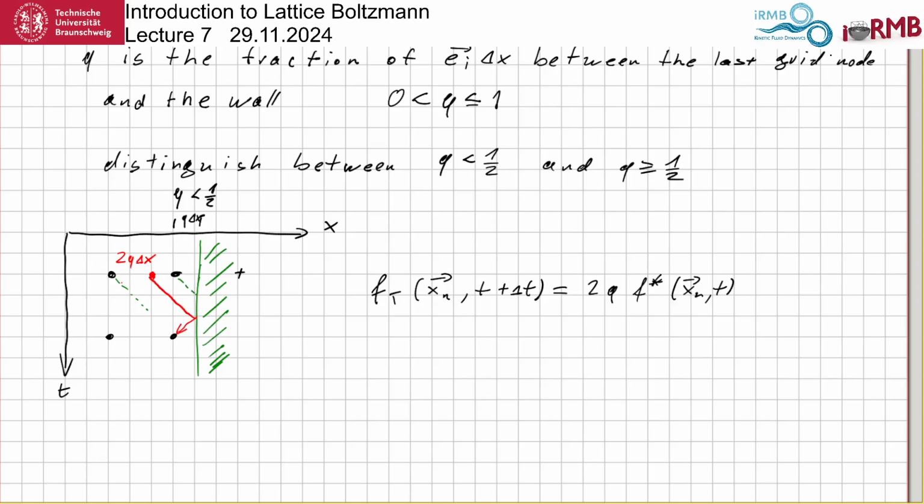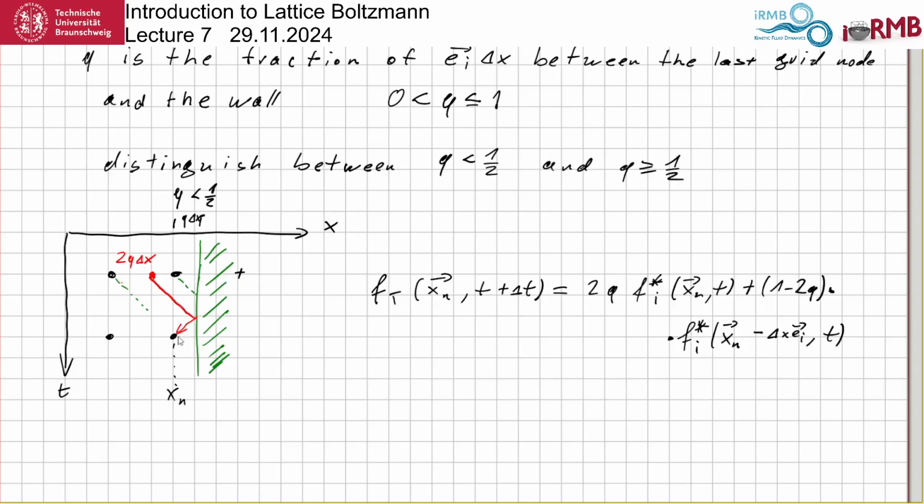This here is x_n, at t. Plus 1 minus 2q times f star, i, at x_n minus delta x e_i, so from the neighbor, at t. Sorry for not fitting this in one line. This is how you can interpolate, provided that q is smaller than 1/2. Now the problem is, if q is larger than 1/2, what would happen?